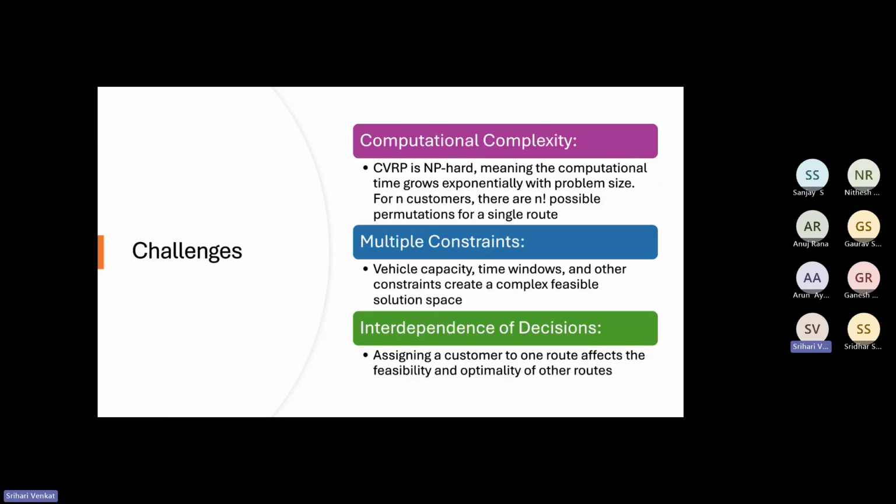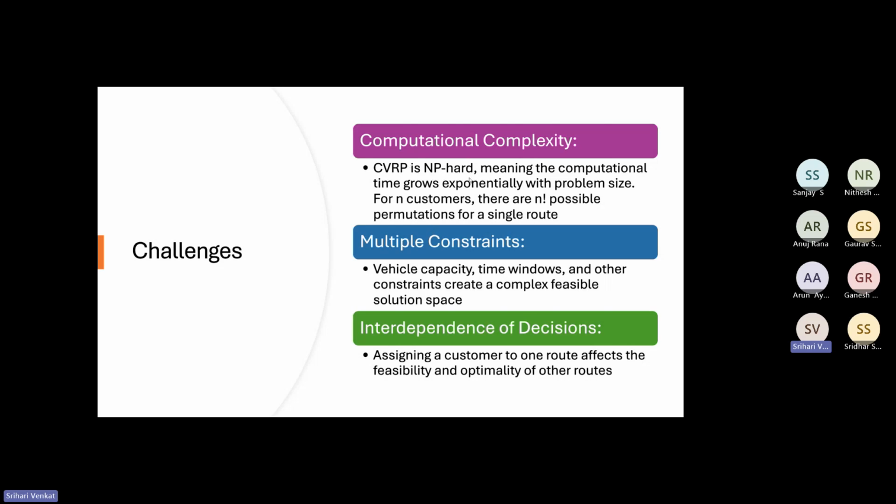So then, what are the challenges? If it is widely used, then why is not everyone trying to come up with a solution, apply it, and use it by themselves? Why are they outsourcing the problem to others? The reason being, CVRP is not a very easy problem to solve. So the computational complexity is NP hard.